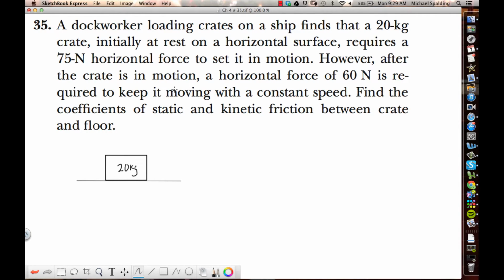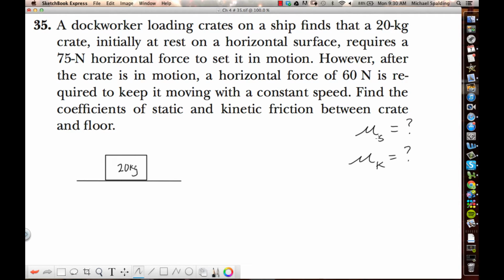Now this is kind of like a two-part question. The first thing they tell us is the force required to set it in motion. Then the second part says once the crate is in motion, a horizontal force of 60 newtons is required to keep it moving with a constant speed. They want us to solve for the coefficient of static and the coefficient of kinetic friction. So that's mu sub s equals question mark, mu sub k equals question mark.